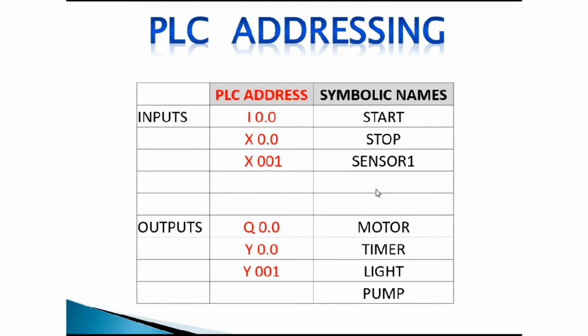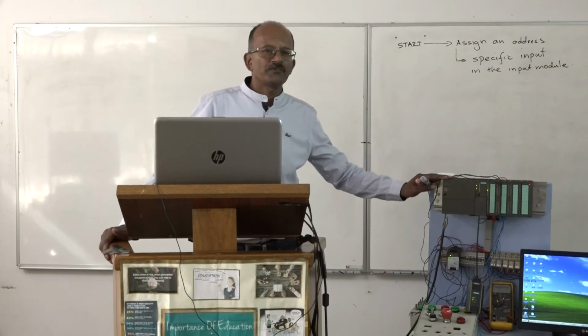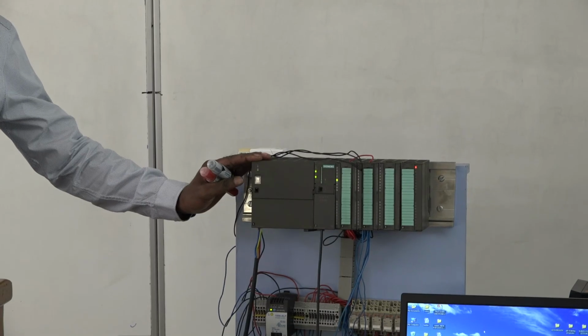The important thing here to note for your specific course is that all your inputs are represented by X's and all your outputs are represented by Y's. The reason I've included the I and the Q for inputs and outputs is that you will find when I'm programming the Siemens PLC, we actually use I for inputs and Q for outputs.